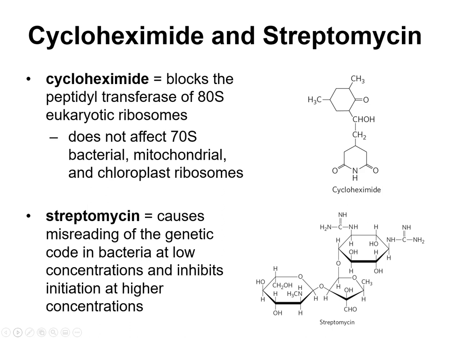There's also streptomycin, which causes misreading of the genetic code in bacteria at low concentrations, and it will inhibit initiation at higher concentrations. You can actually use streptomycin in the lab as part of a purification process if you want to get rid of as much nucleic acid as you can from your protein prep. You can precipitate ribosomes using high concentrations of streptomycin. All of the RNA and all of the proteins associated with those complexes will become insoluble.